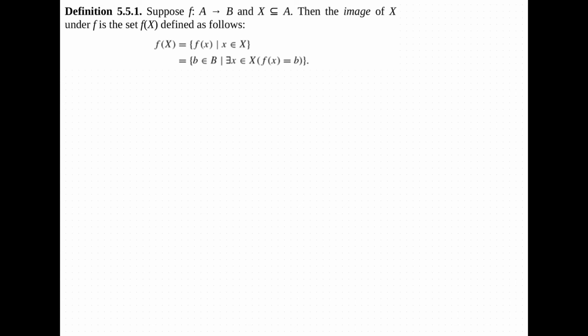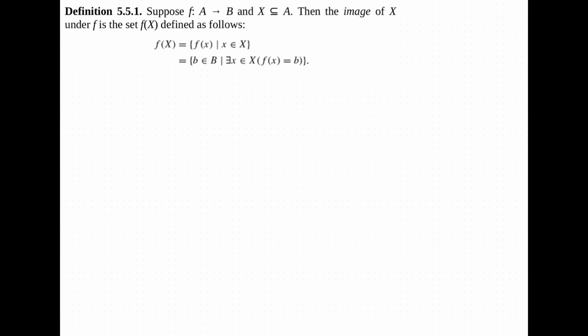So the first thing we're going to look at is the definition of the image. Suppose f is a function from A to B, and X is a subset of A. Then the image of X under the function f is the set f of X. Notice the distinction here: we are writing f of capital X, so now we have f of a set. Usually when we write f of something, it is f of an element, and that is understood implicitly. If we have f of a set, we are automatically discussing the image of that set.